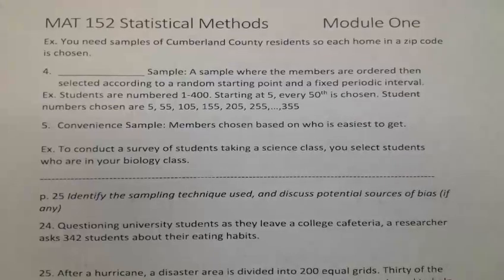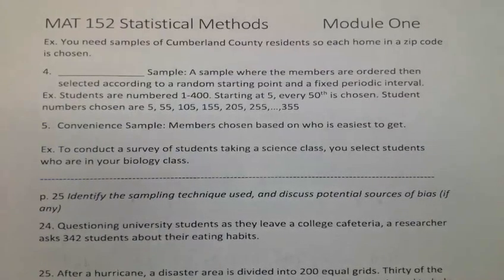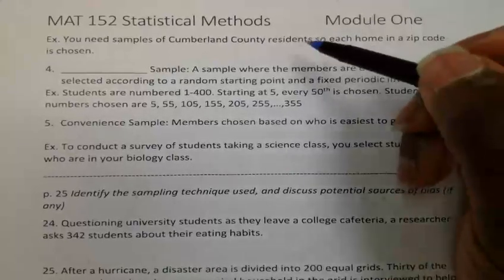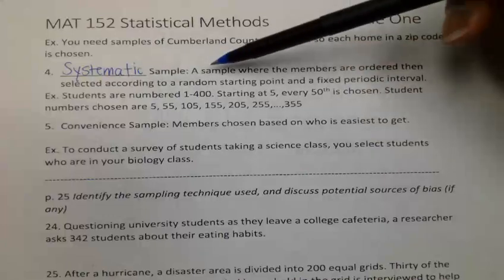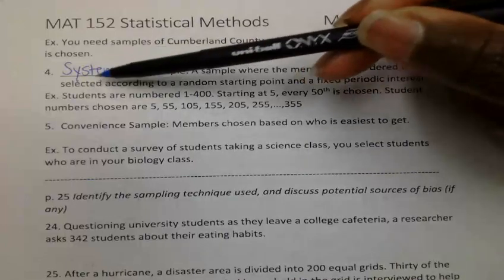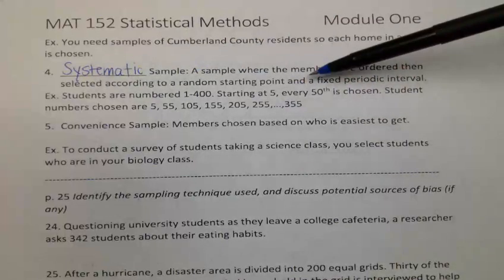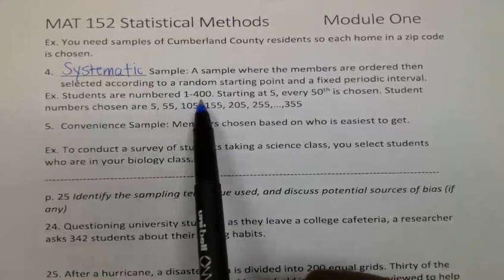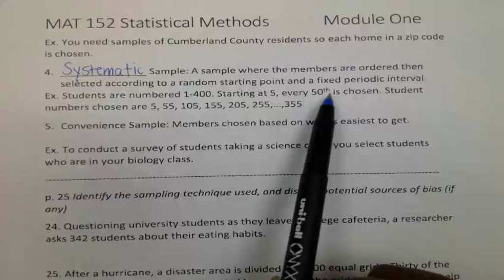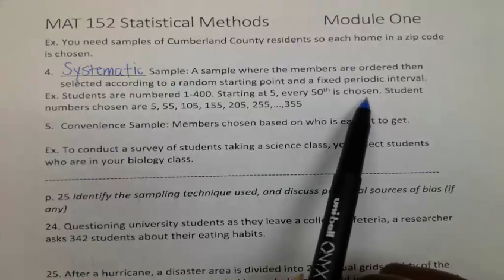All right. Next, systematic sample. Last page of the notes. Systematic sample, a sample where the members are ordered, then selected according to a random starting point and a fixed periodic interval. For example, students are numbered 1 through 400. Starting at 5, every 50th is chosen. So there's pretty much a pattern to it.